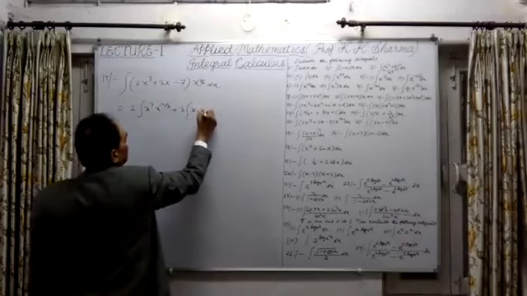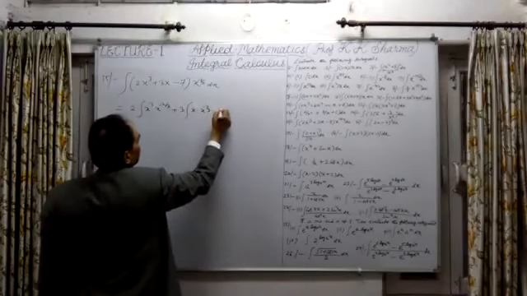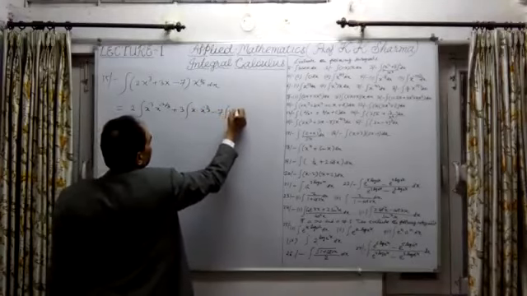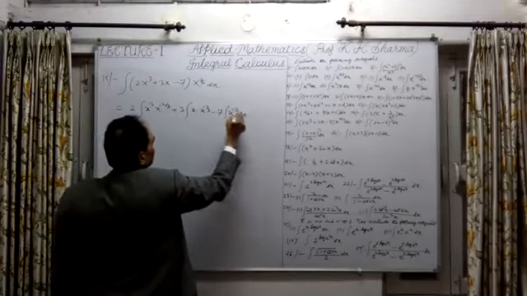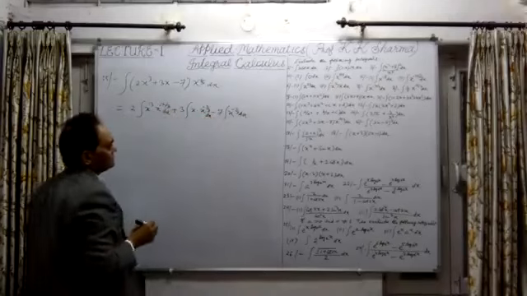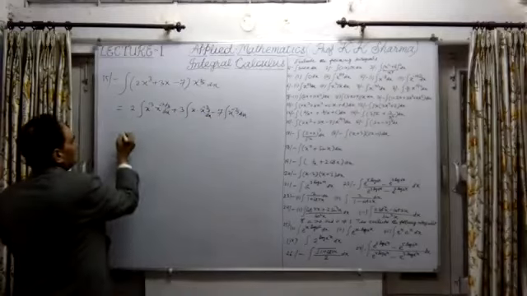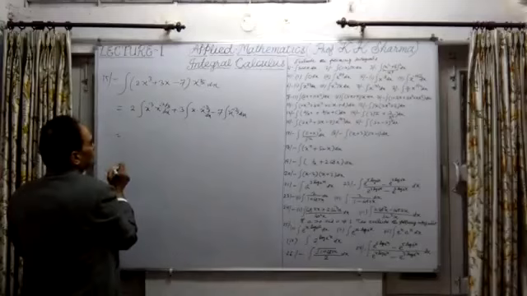So x into x raised to power minus 2 by 3. Still I have not added them. This is minus 7 integration of x raised to power minus 2 by 3 dx. This is also dx. I'm sorry, this is also dx. dx must be written so that we can understand what we are integrating with respect to.